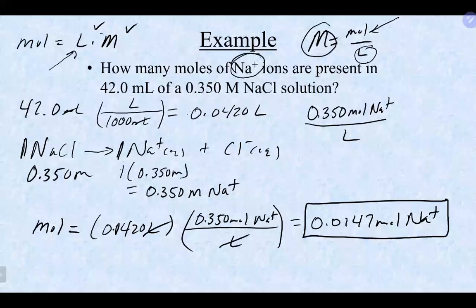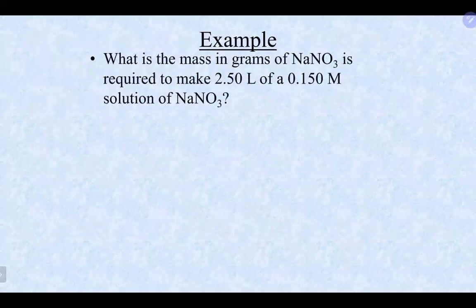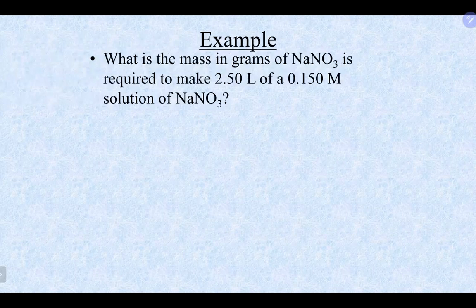Okay, so let's take a look then at another one here. We want to know what is the mass in grams of sodium nitrate that's required to make a 2.5 liter solution that has a molarity of 0.15. So take a couple minutes here. Sodium from the periodic table is 22.99, nitrogen 14.01, and oxygen 16.